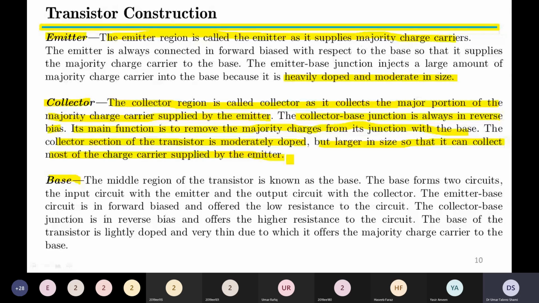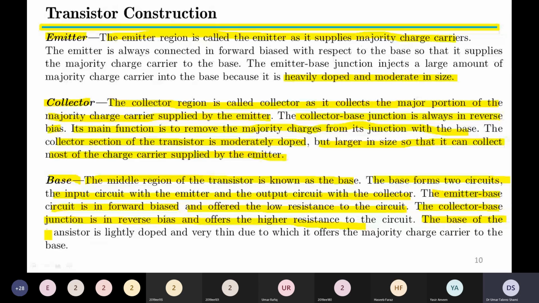And then third comes the base region. The base region, the middle region of the transistor, is known as the base. The base forms two circuits, the input circuit with the emitter and the output circuit with the collector. The base emitter junction is in forward bias and offers low resistance to the circuit. The collector base junction is in reverse bias and it offers high resistance to the circuit.